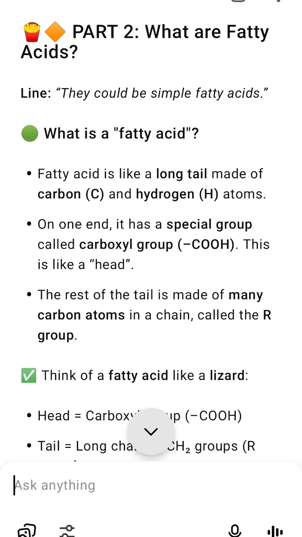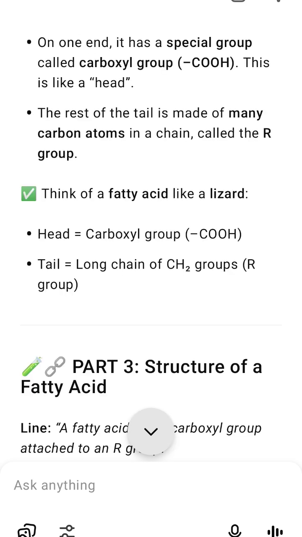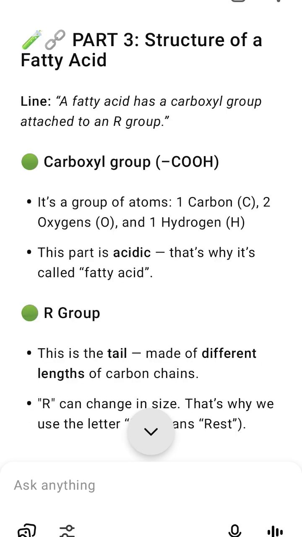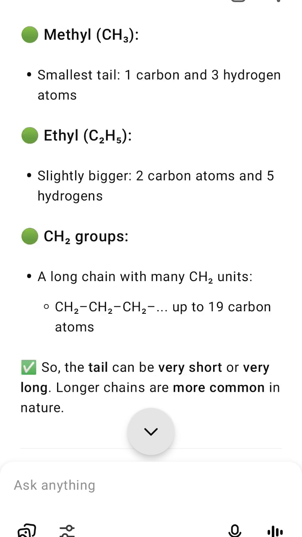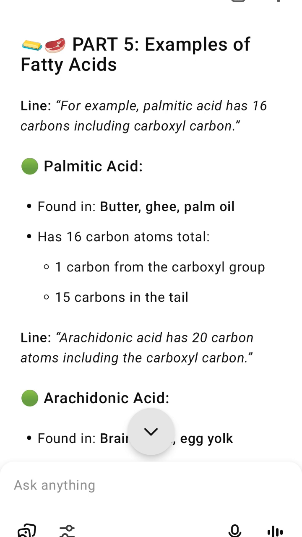2. Fatty acids, the building blocks. A fatty acid is a long molecule with a head, called carboxyl group, written as COOH, and a tail, called R group, made of carbon atoms. Think of a fatty acid like a lizard. Head equals COOH, acidic part. Tail, long chain of carbon atoms, R group. The R group can be short, like 1 to 2 carbon atoms, or long, up to 19 carbon atoms.